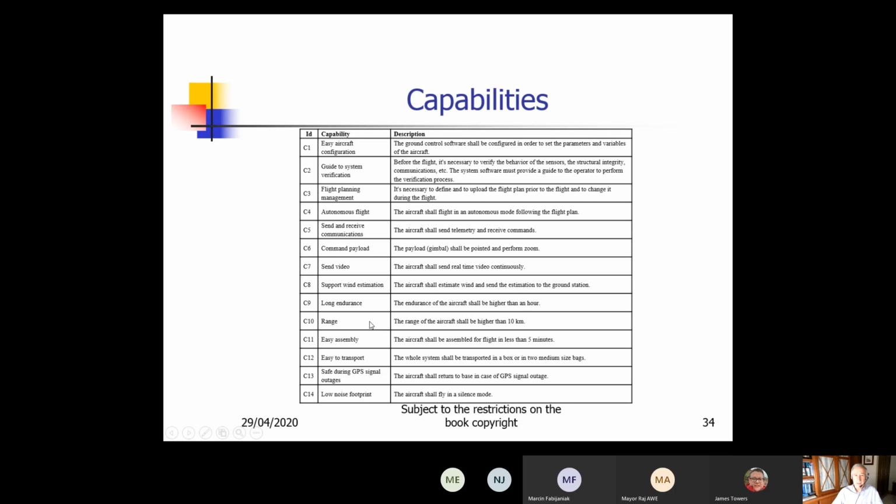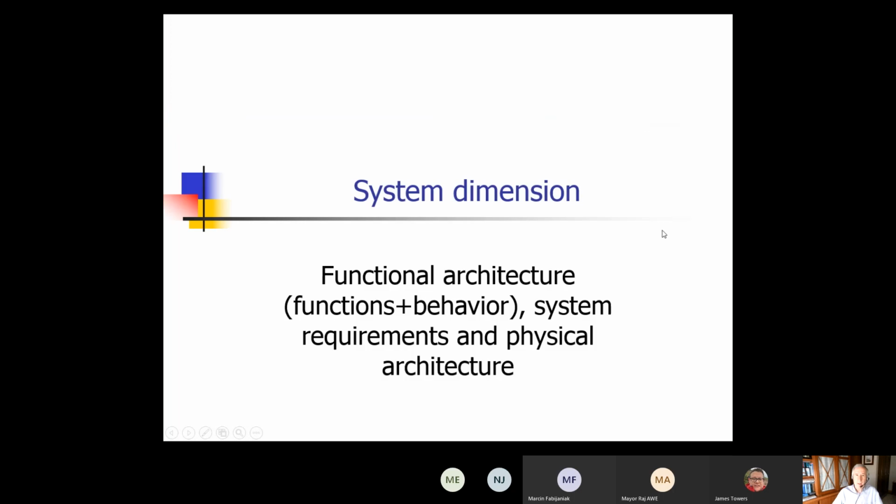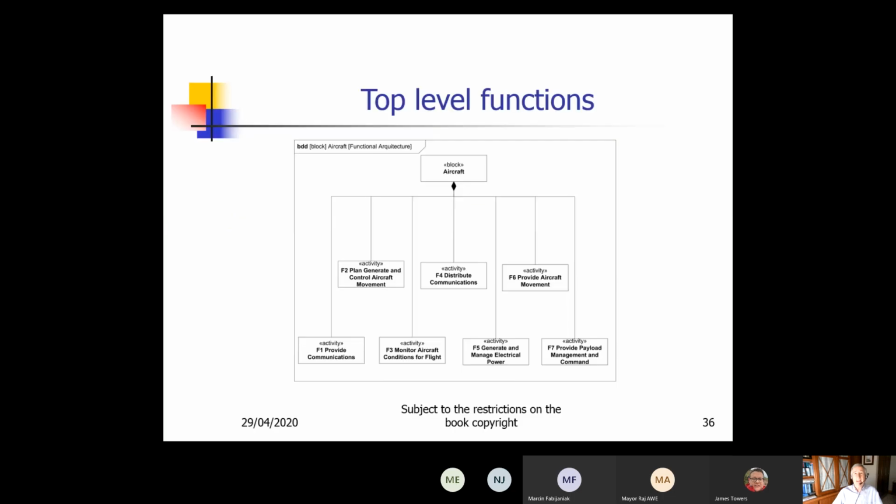Other capabilities: the range, 10 kilometers here, easy assembly, less than 5 minutes, easy to transport by a soldier, for example, safe during GPS signal outage, and low noise footprint. With these capabilities, we began to build the function trees. This is the main functionality tree.